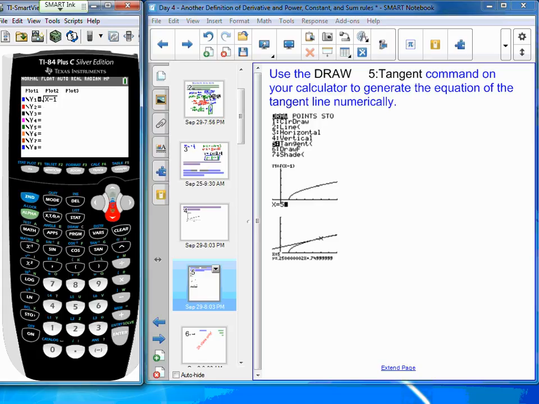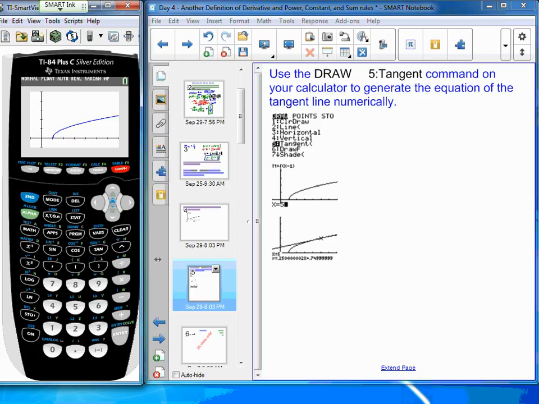It looks like this is on -1 to 7, maybe. And -1 to 5. That looks pretty good. Okay, so let's go ahead and draw a tangent line using our graphing calculator commands.